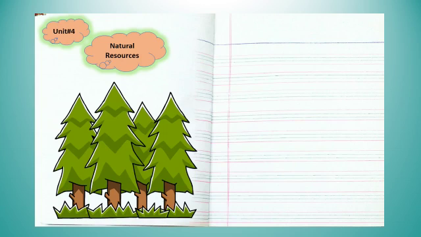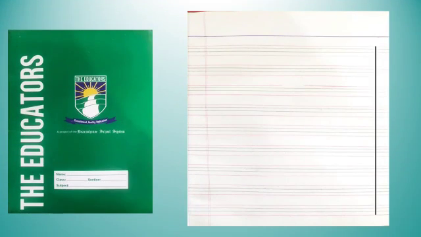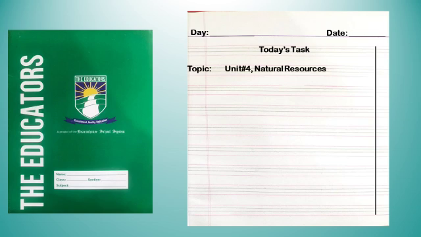Students, after making our title page, we will make our content on the next page. First we will write content, then write unit number 4 natural resources, then write reading, exercise, question answer, worksheet, class assessment, and our content is ready. Firstly, we will draw margin line, write day, date, and today's task. Then you will write topic, unit number 4, natural resources. Remember and understand textbook page number 34 and 35.